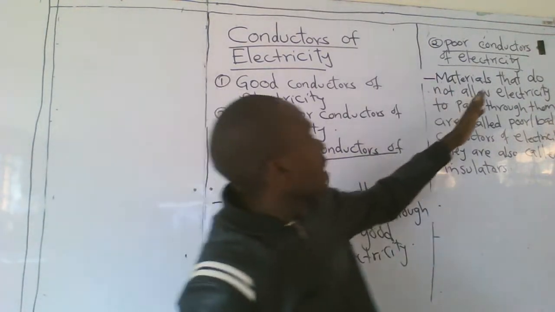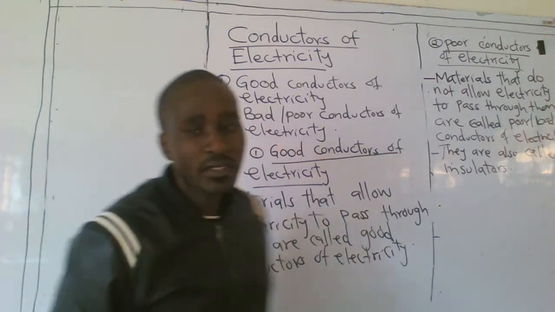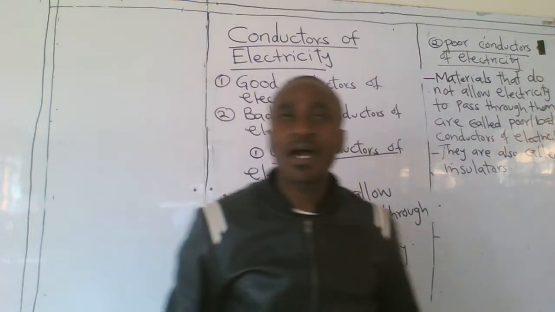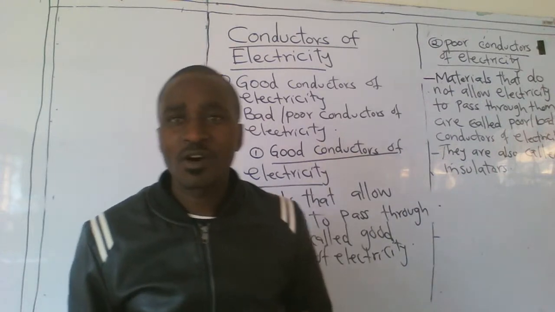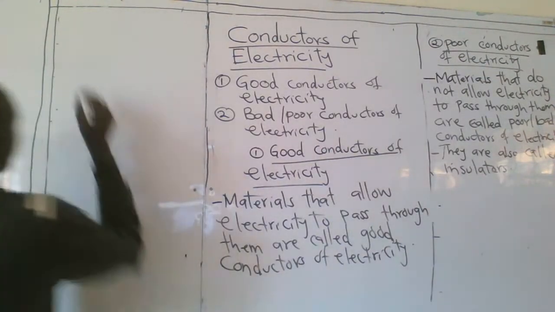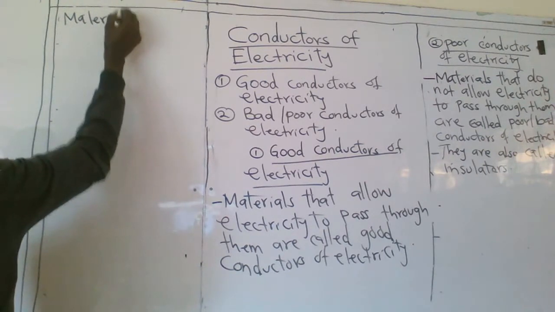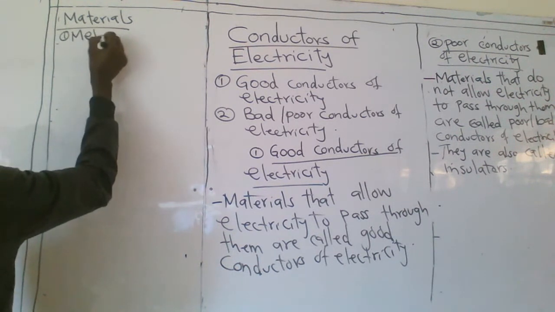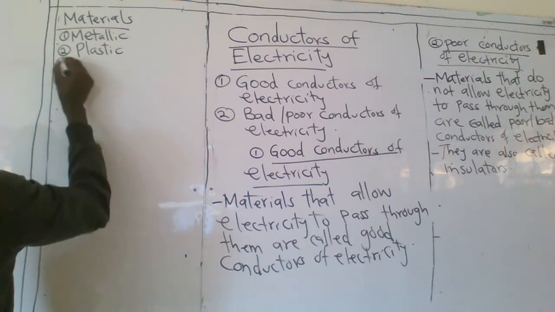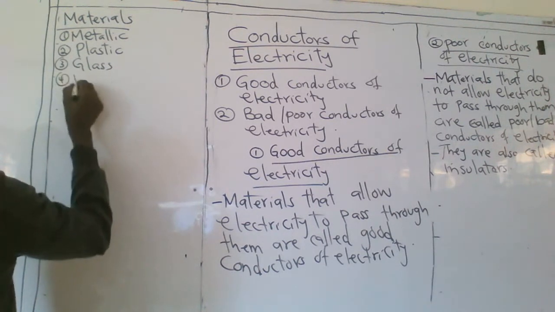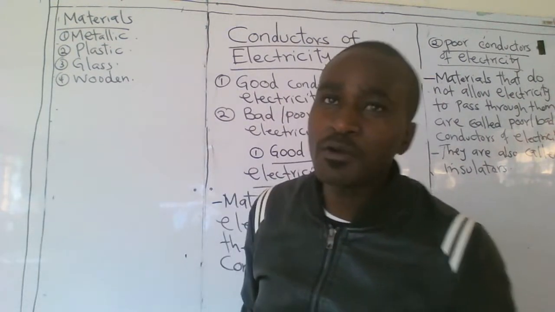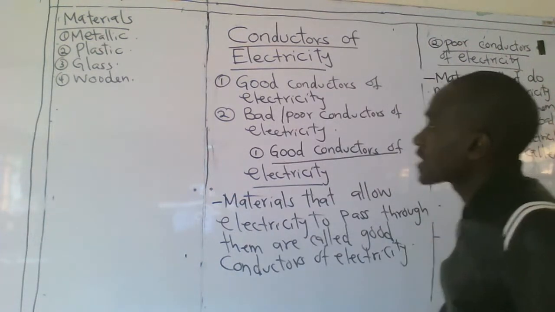So here we talk about good conductors of electricity. Some materials are metallic, some are non-metallic. We have plastic materials, we have wooden materials. Let me talk of the different kinds of materials which we are going to investigate: metallic, plastic, glass, and wooden. These are the main materials, and we are going to find out whether they conduct electricity or not.